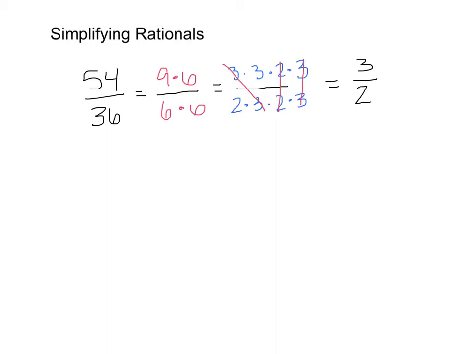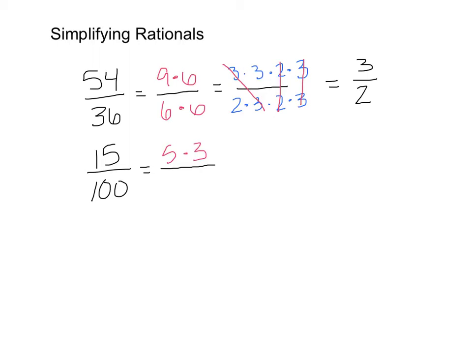So let's try another one. Let's say we had 15 over 100. Again, I'm going to think about the common factors they have, and you can do this with prime factorization too if you want. So 15 is 5 times 3, and 100.